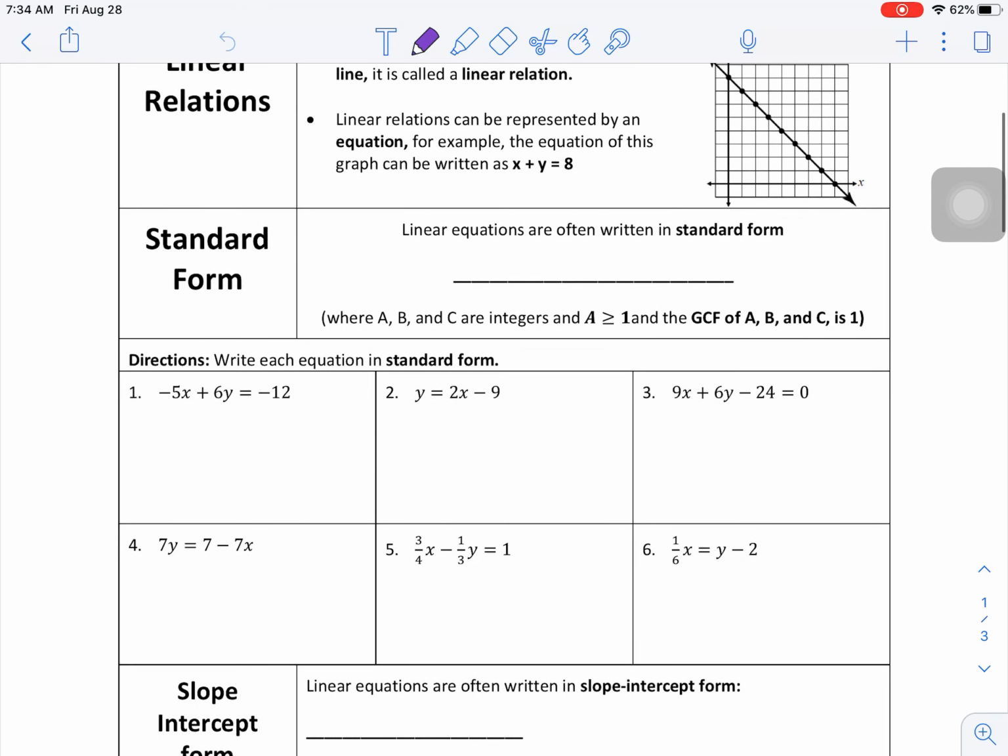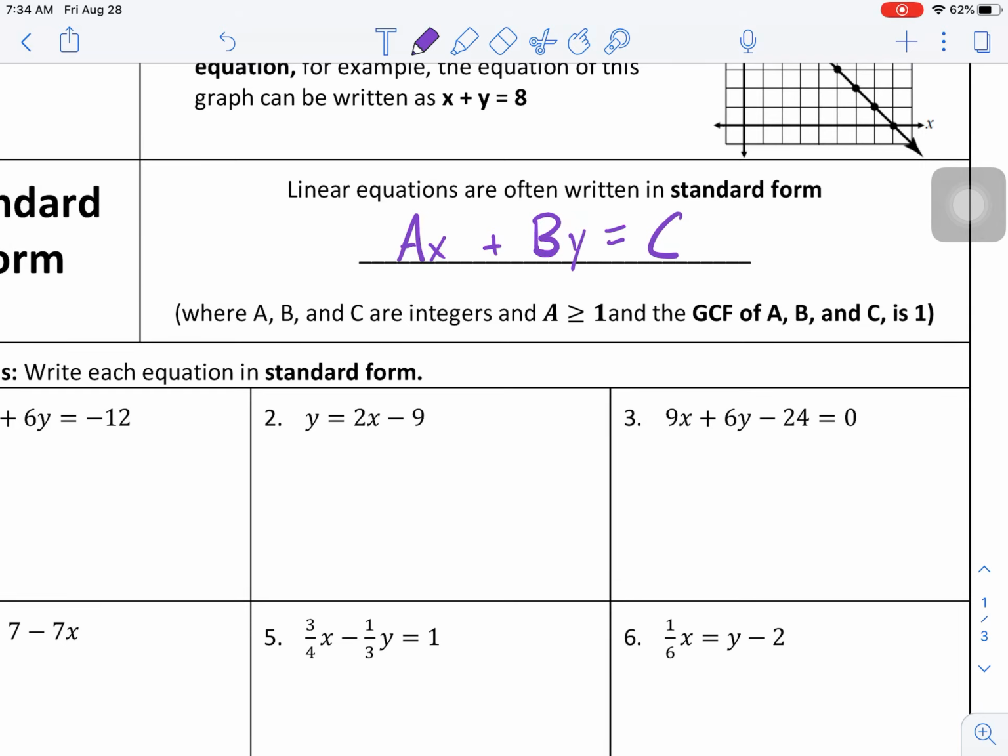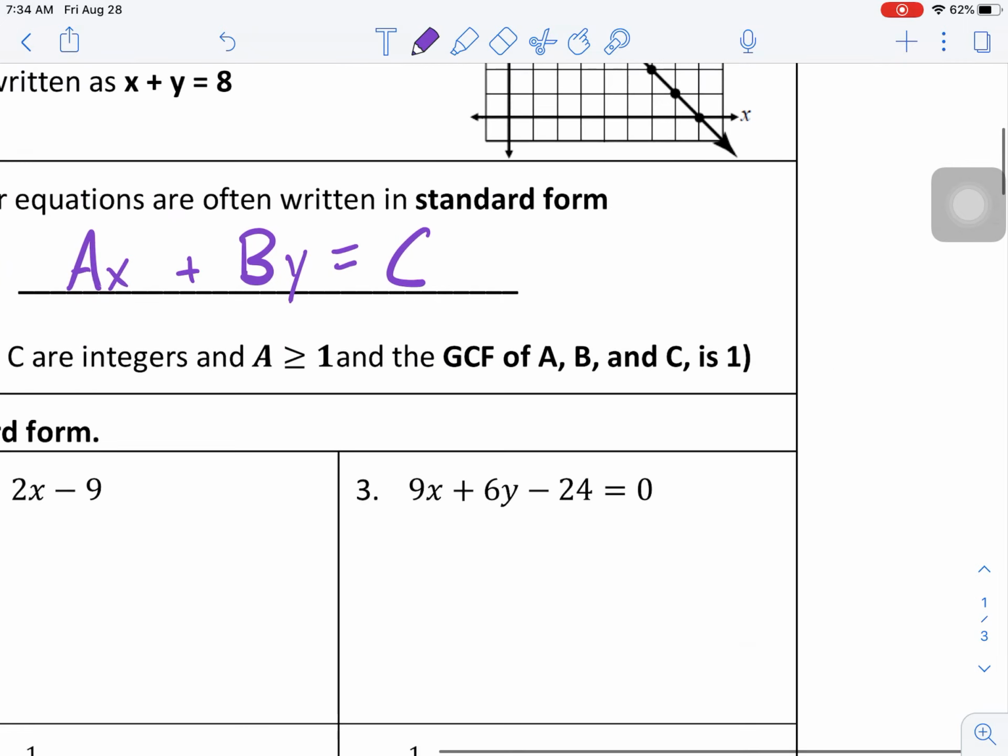Linear relations are often written in standard form. Standard form consists of a, which is an integer, multiplied by x, which is a variable, plus b, which is an integer, multiplied by y, which is another variable, and it's equal to c, which is an integer. So it says that a has to be greater than or equal to 1, and the greatest common factor of a, b, c is 1. So what does that mean?